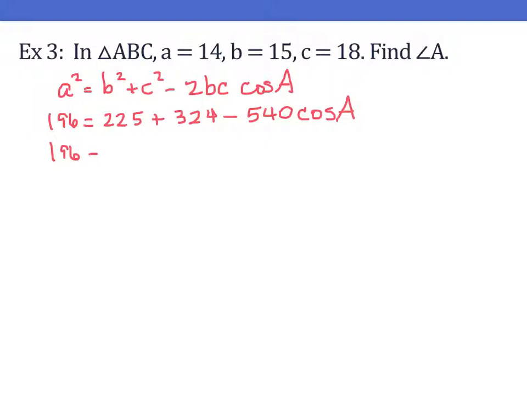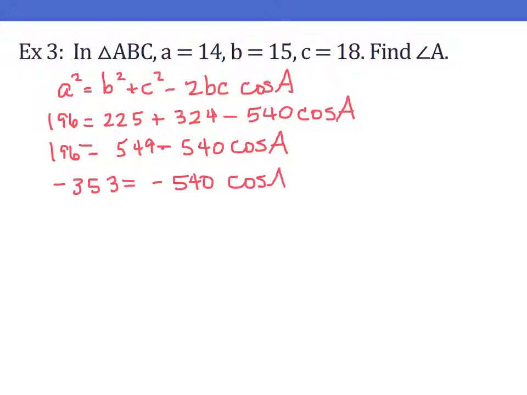So 196 equals 549 minus 540 cosine A, and you cannot subtract the 549 and the 540 because the 540 is a coefficient to your cosine of your angle, so you can't do that. But what you can do is subtract 549 from 196. And you have negative 353 equals negative 540 cosine A. So we'll divide both sides by negative 540, which gives us a positive fraction.